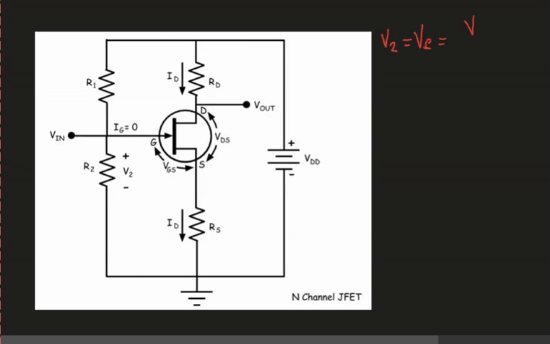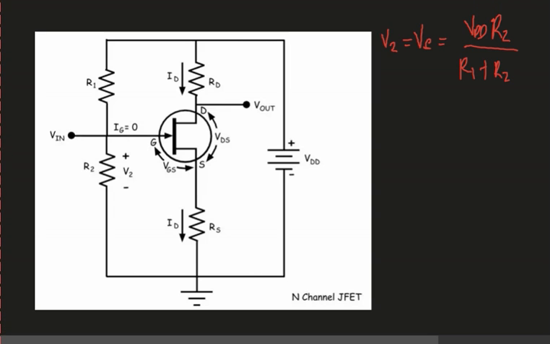So this will be equal to VDD with the voltage divider. This is equal to VDD multiplied by R2, over R1 plus R2.